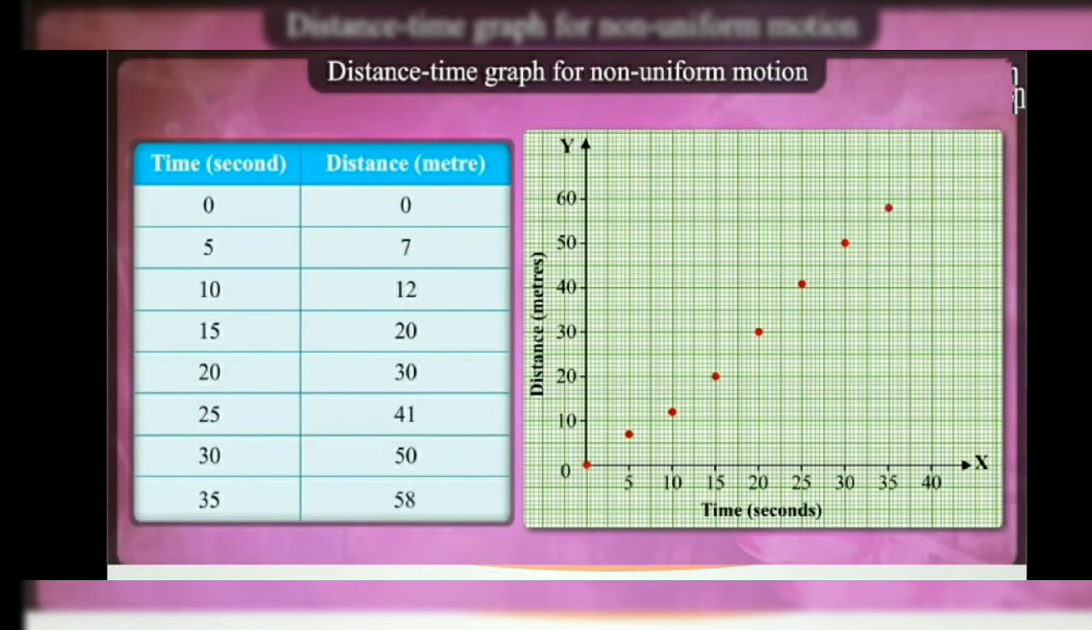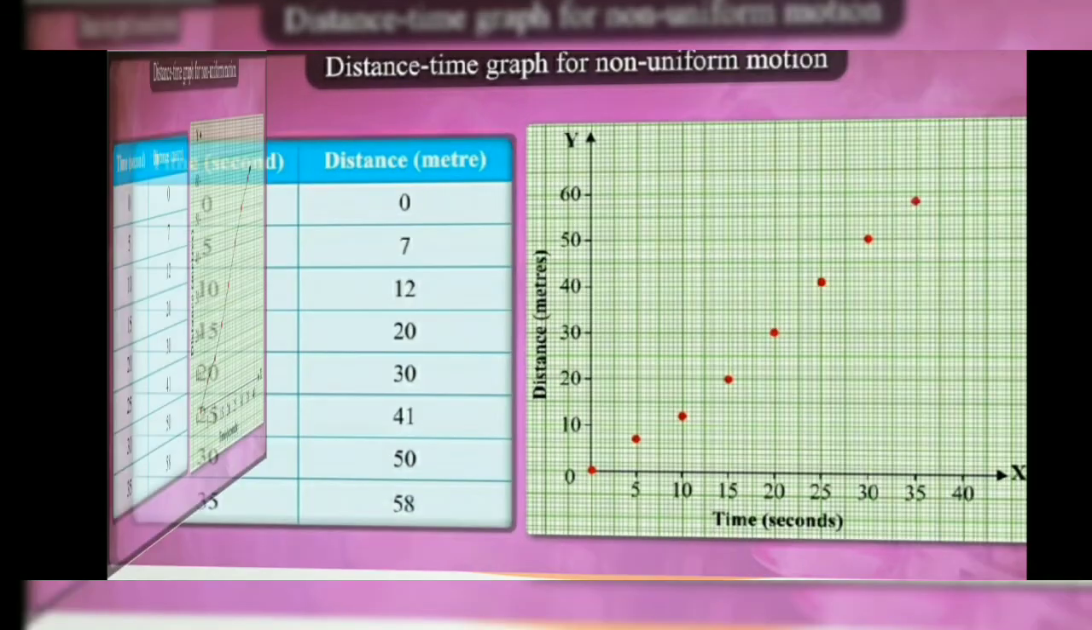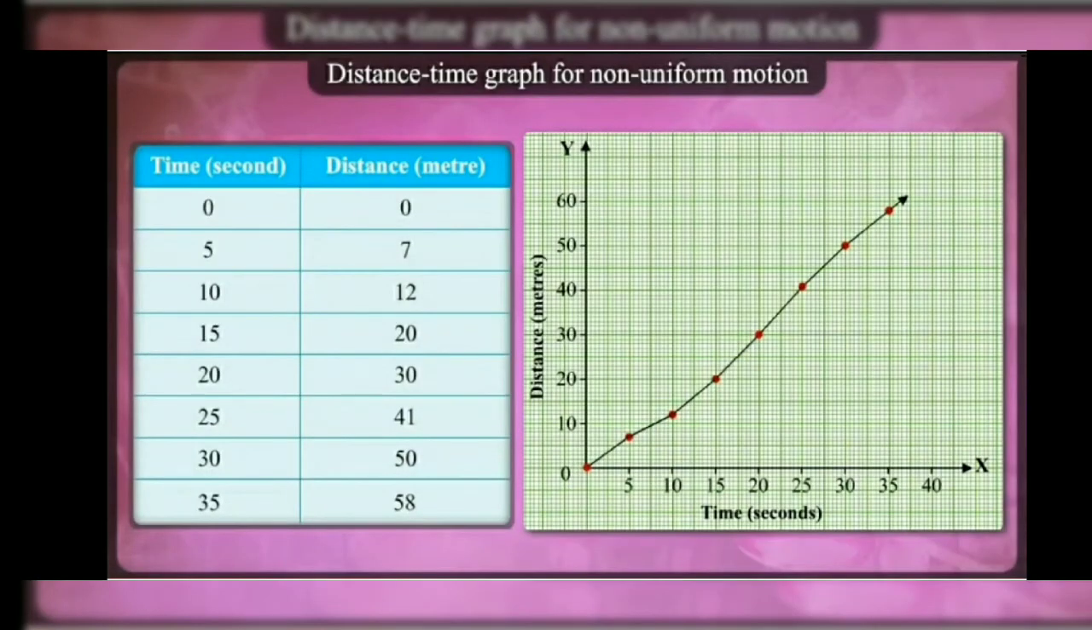If we mark the points accordingly with the time and the distance covered, we get a graph like this. Here the distance changes non-uniformly with time, right? The time interval is equal, but the distance covered is not equal. So the distance changes non-uniformly with time. Thus we can say that the bus is having non-uniform motion.